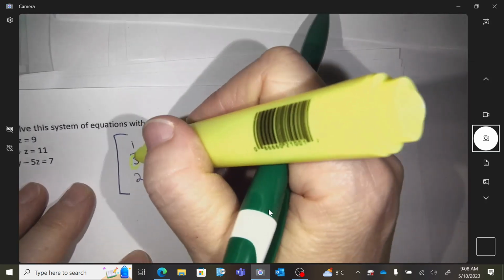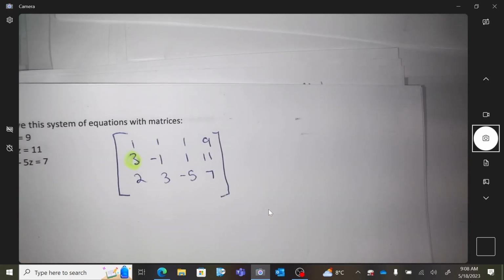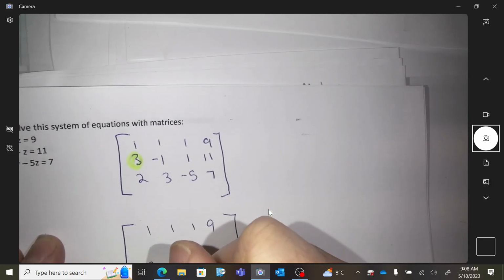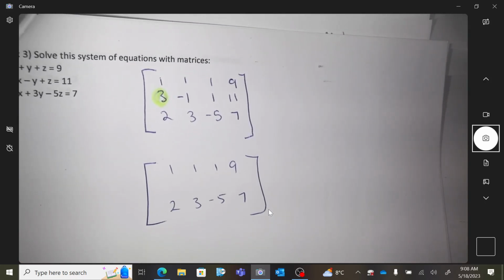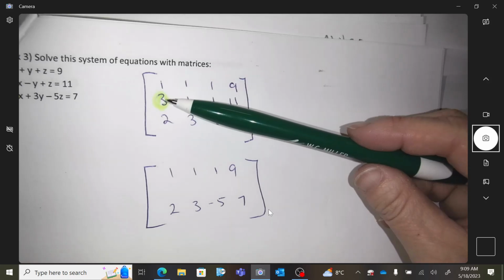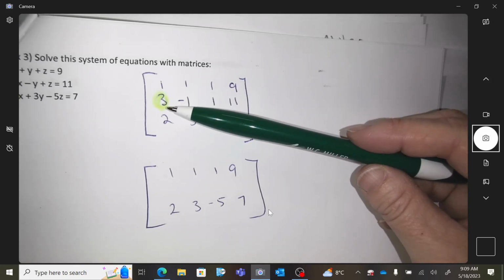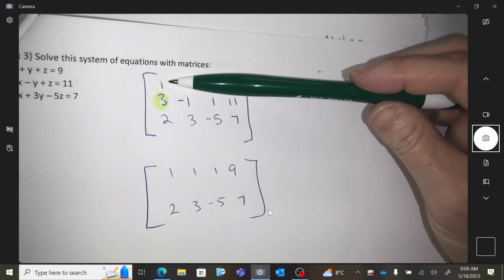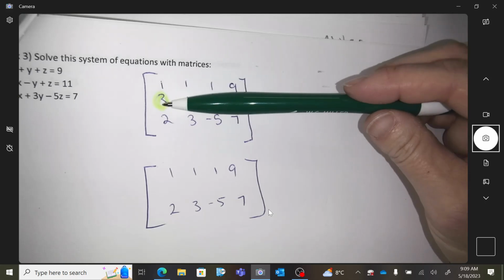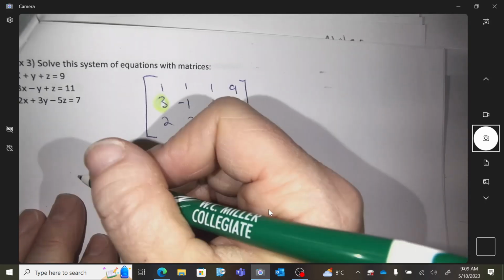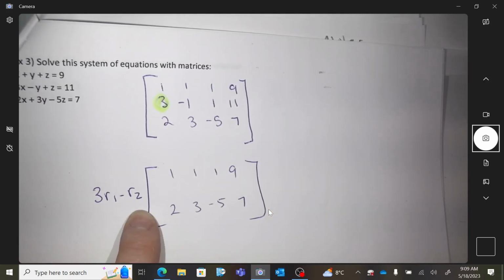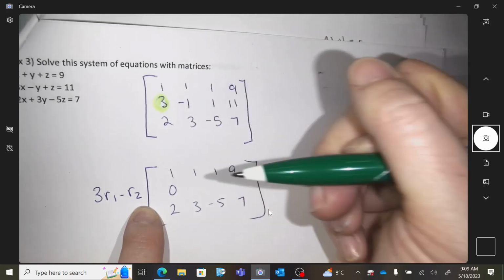Okay, ready? I'm going to attack that number. So I'm going to just quickly rewrite my top and my bottom because they're not moving right now. I need to get rid of that. So I'm going to do this: 3 row 1s minus row 2. Does that make sense? Why I picked that? 3 row 1s minus row 2 would make a 0 there.